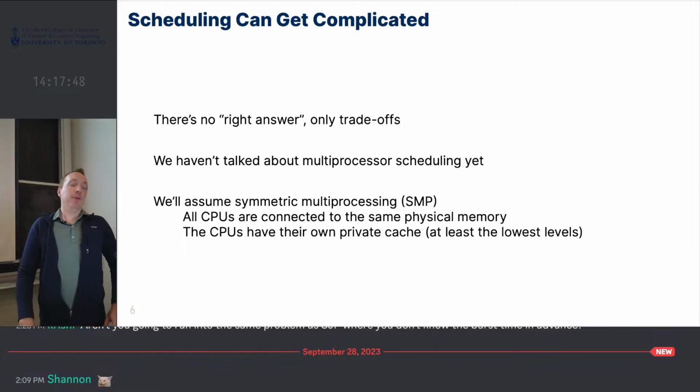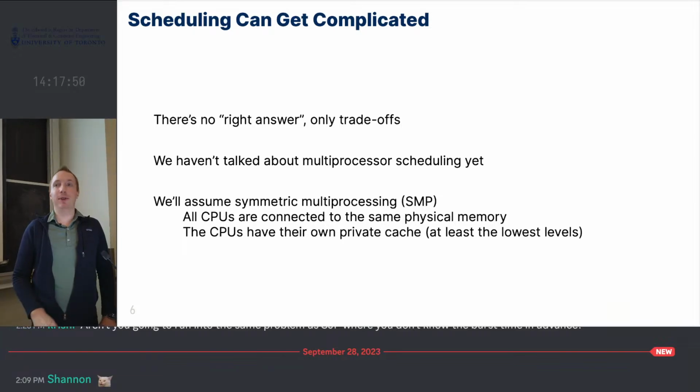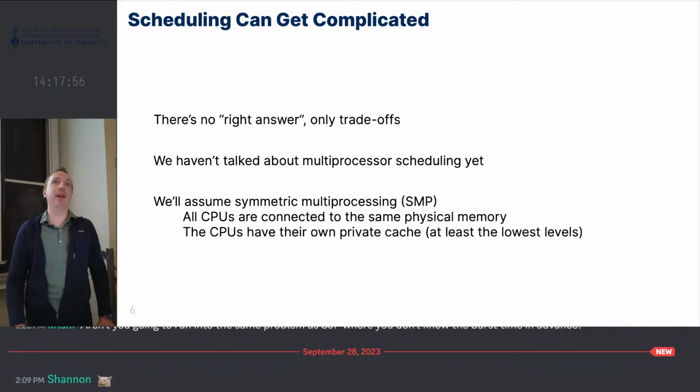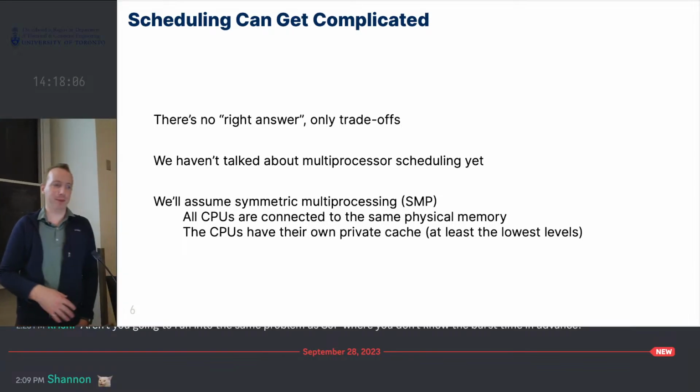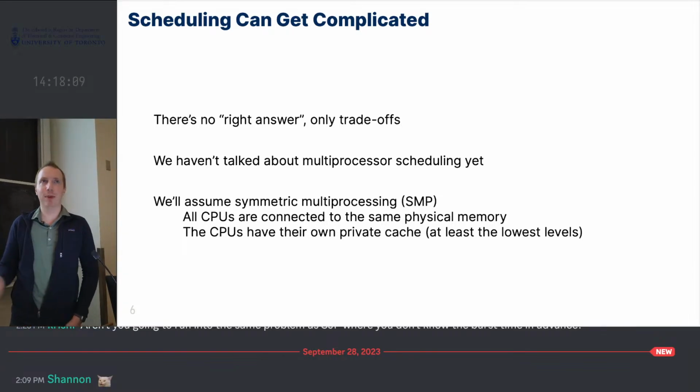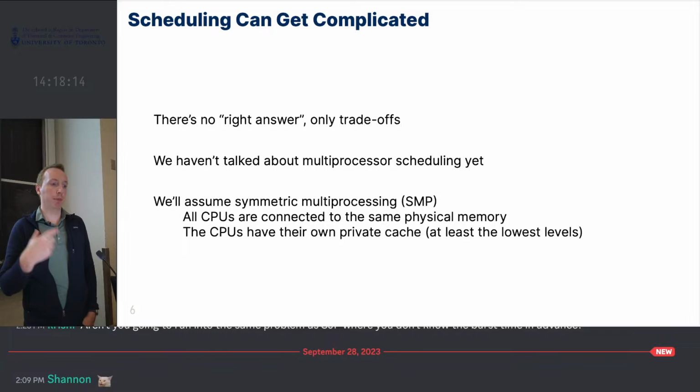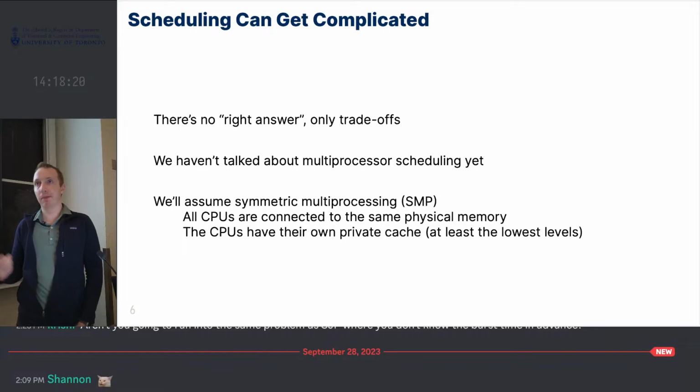So we will assume something called SMP, which is symmetric multiprocessing, which means all CPU cores are connected to the same memory. They behave more or less the same. Some computer systems, that is not true, and it gets very complicated, and that's like high performance computing. So we'll assume SMP, which is just same physical memory. They all more or less behave the same, but each CPU core has its own private cache, at least at the lowest levels, like the L0 or L1 cache. They might share L2 or L3, but at least at some level, they have their own cache.